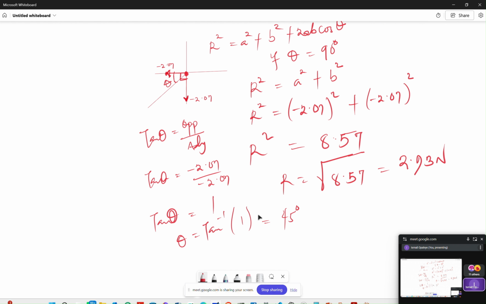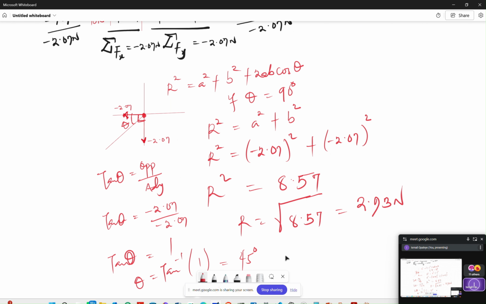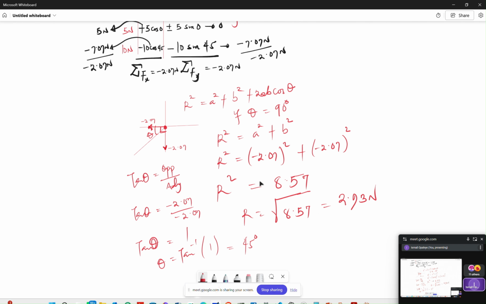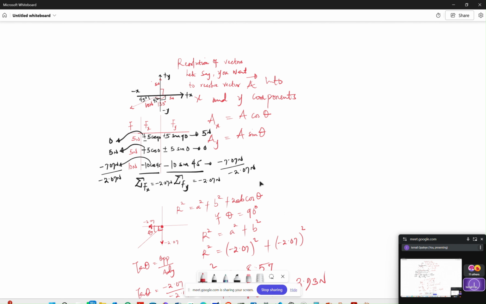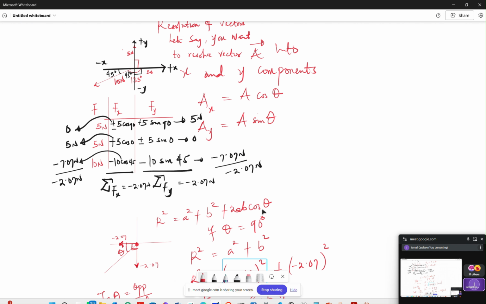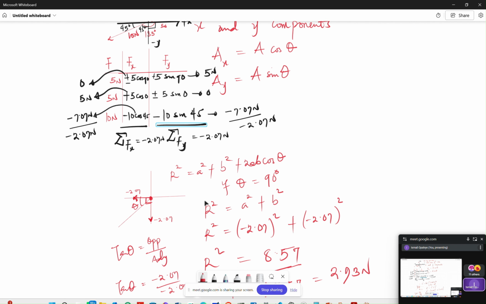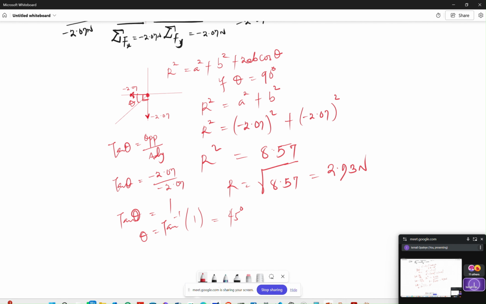I hope we understand this resolution of vectors into components. Does it make sense to you? I hope it does make sense. So now, let's get back to our presentation.